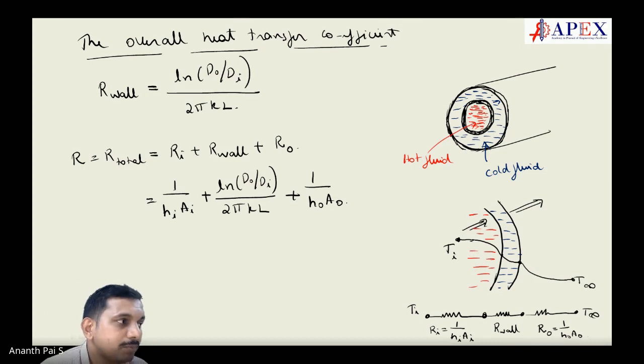I leave dθ by dr. Is it wrong? 2πkL. I wrote it. What I'll convert into R if you want.